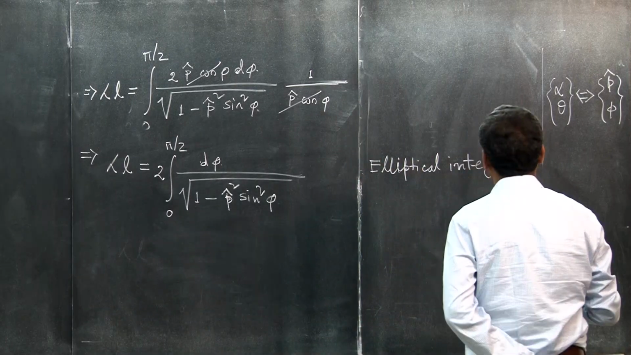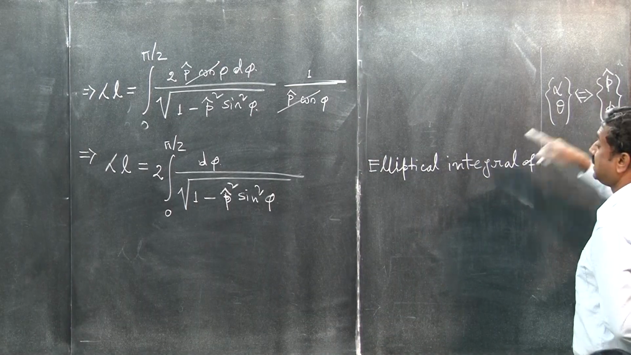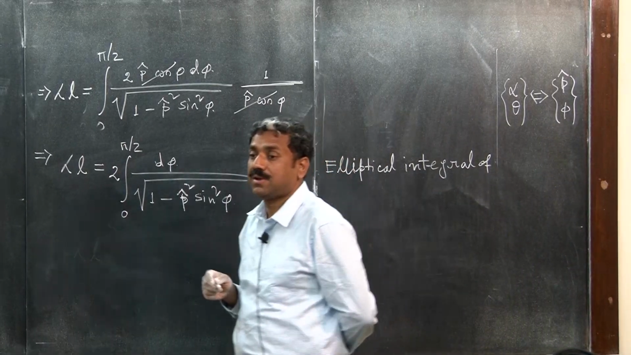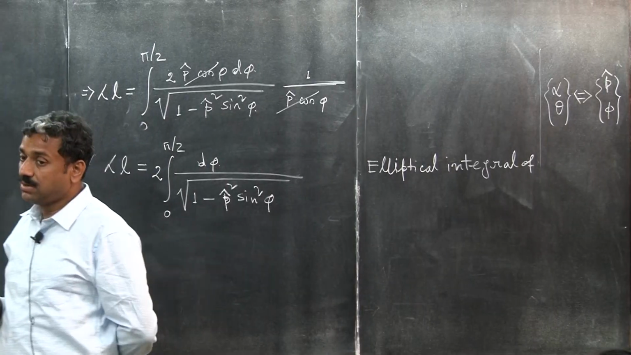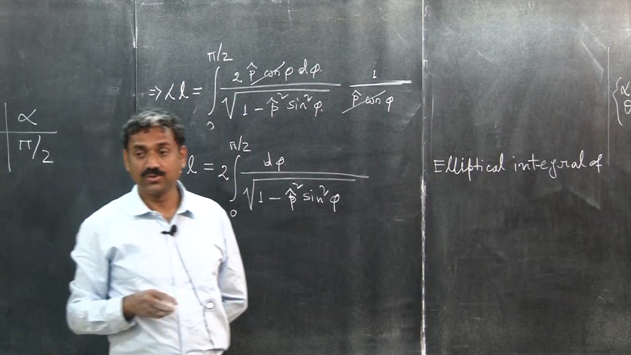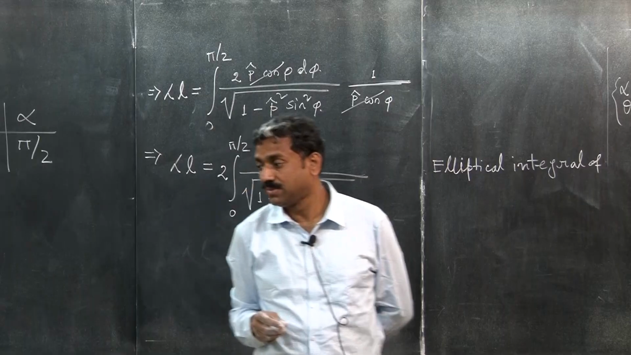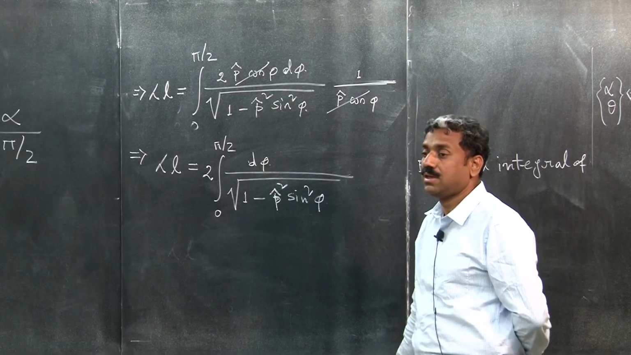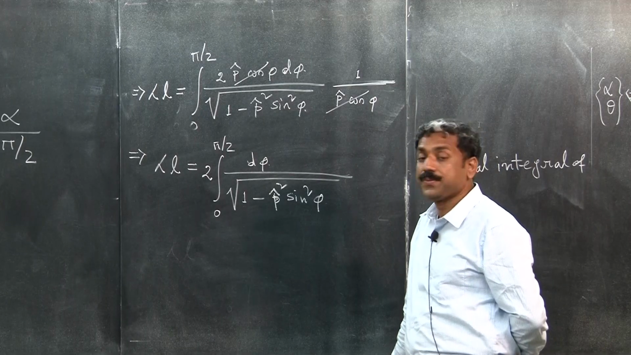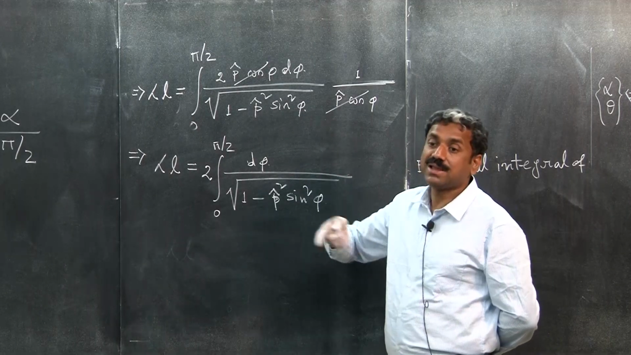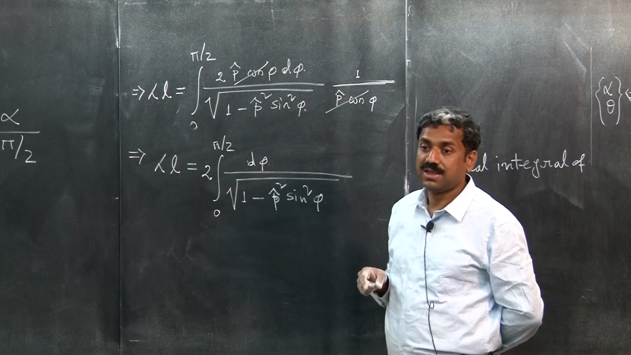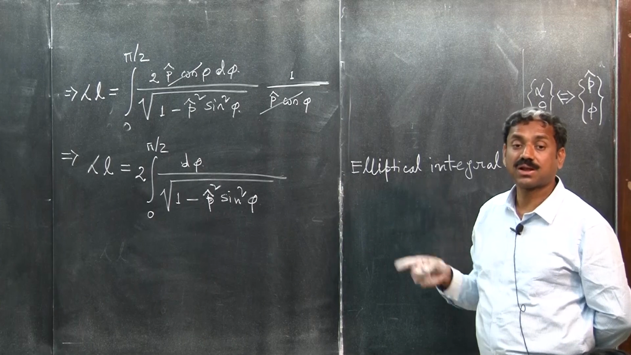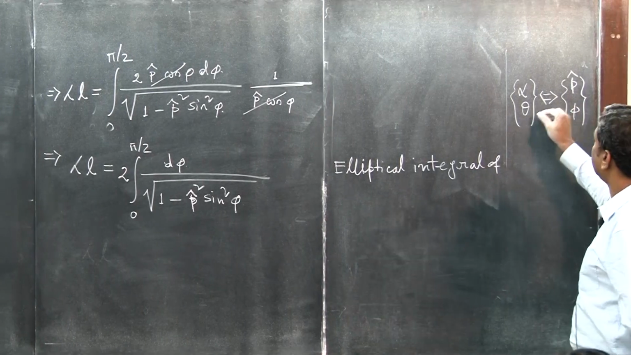So see, when I am converting alpha and theta to p cap, this is a standard integral. Why are they called elliptical integrals? Because these integrals were developed, I think, in the mid-17th century by Euler and one of his co-workers. They were trying to find the arc length of an ellipse, and that is how they found this integral. This integral appears when finding the arc length of an ellipse.